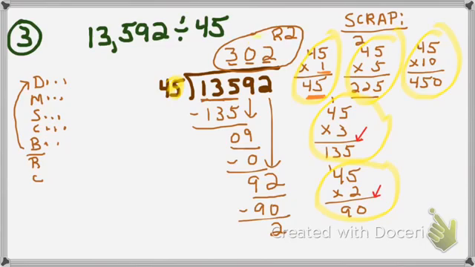Sometimes it is necessary to put a 0 on a chocolate bar, as it was here, because 45 times 1 is 45. That was too high, so it has to be 45 times 0. Good luck with this lesson.